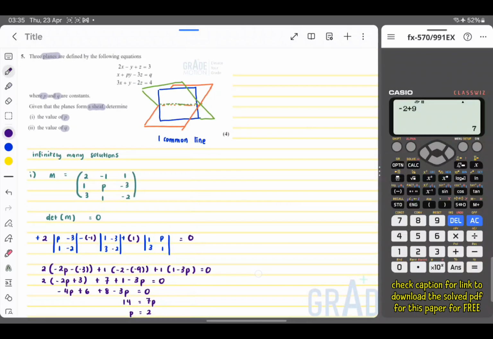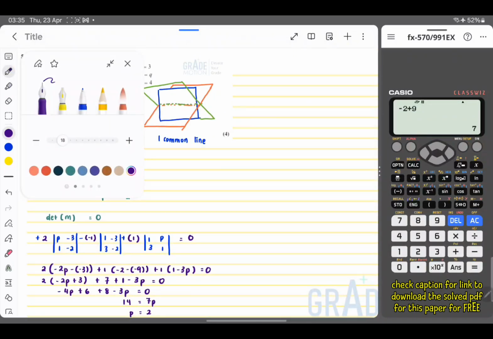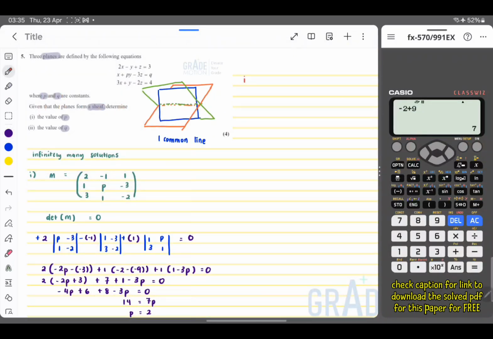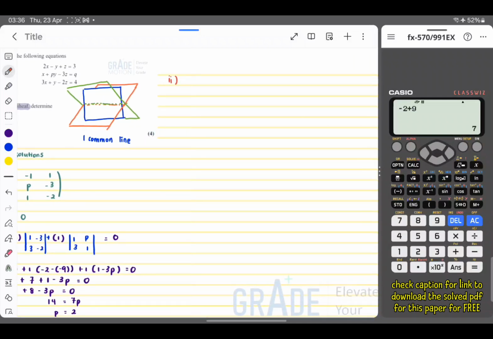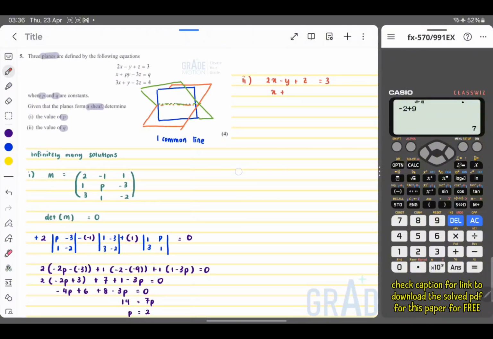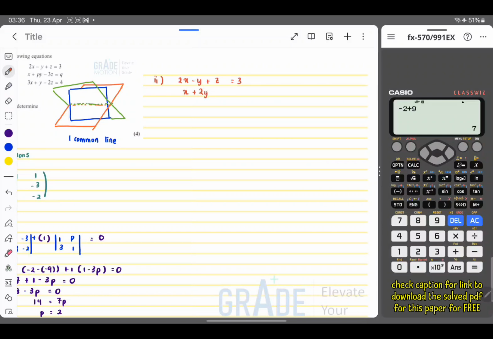Moving on to part 2. Now we want to find the value of Q. But before that, let's fill in our value of P. So we will have a new equation. So 2x minus y plus z equals 3. X plus, what is our P value? 2. 2y minus 3z equal to Q. 3x plus y minus 2z equal to 4.